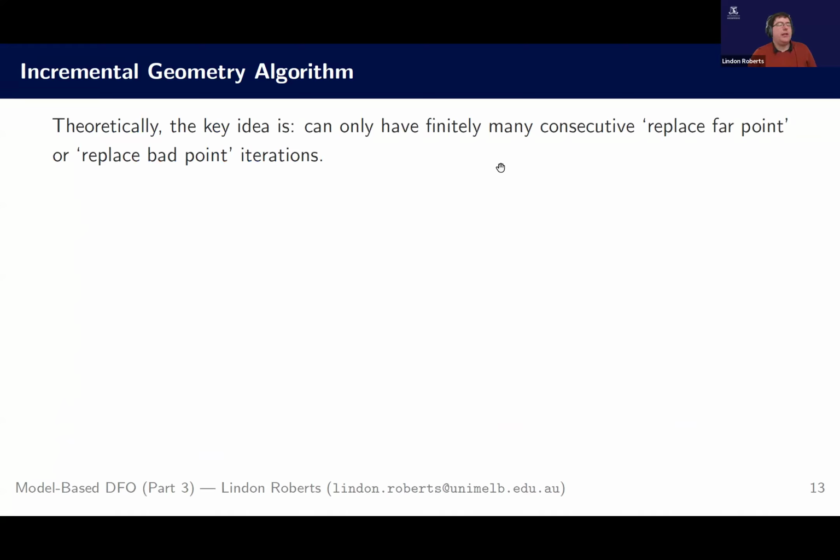This does work in theory. The basic underlying idea of the theory is to show, based on that result I showed you about the generic geometry improvement algorithm, that you can't run these geometry improvement steps, these dealing with far points or bad points, infinitely often, in a row at least. You can only have finitely many consecutive iterations of that type.